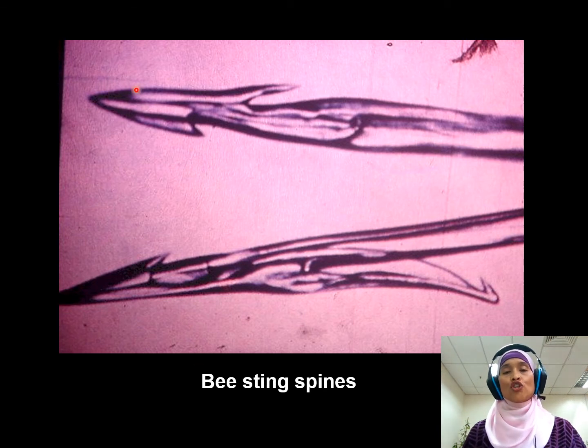This slide shows the end of the bee sting, and this is what is meant by barbed. There are little protrusions that allow the sting to stay in place in the victim in order to ensure that the venom is injected into the victim or the prey.